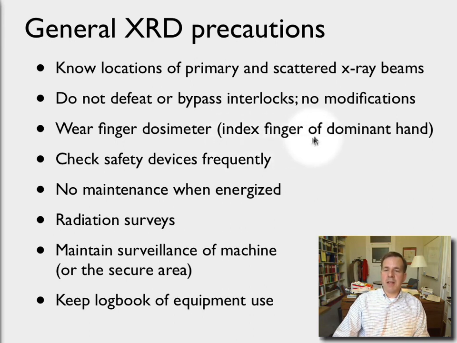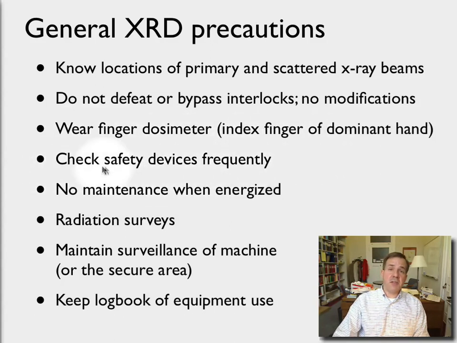And the reason we wear it on the index finger of our dominant hand is because that's simply the hand that is most likely to be exposed to the primary beam. If you're reaching in to change a sample or something like that, you're probably doing it with your dominant hand. And so that's why we wear the finger dosimeter on our dominant hand.